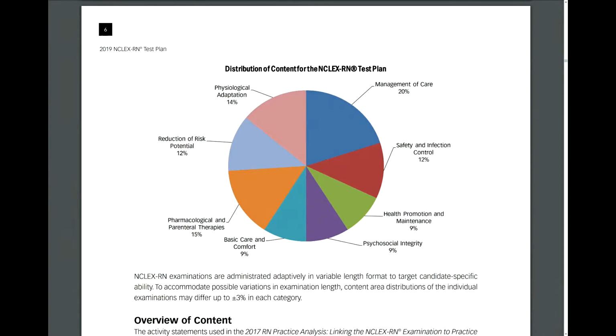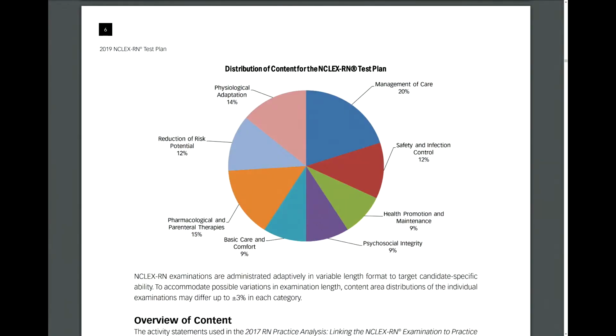When you're looking to find these items in our bank to study, it's helpful to match them up. You can see pharmacological and parenteral therapies, that's pretty easy. In UWorld, we have a category called pharmacology. Something like reduction of risk potential, it's helpful to look and see, what does that mean? What's under that category? A lot of times it's something safety related, like can you safely perform a skill? By doing it safely, we're reducing the risk of injury to our client. And also some assessments, and recognizing changes in a client. These are things that relate to reduction of risk potential.